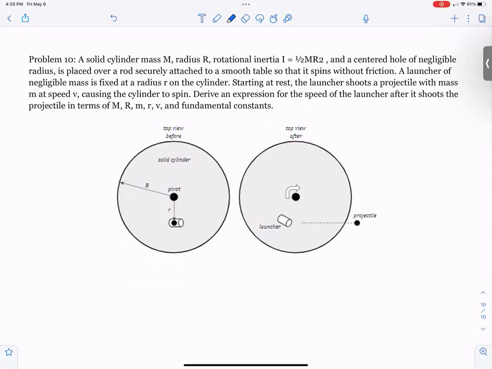So basically what's going to happen is an explosion, really, separation, like the recoil of a bullet in a gun. The projectile is going to fly this way and the cylinder will rotate that way, the opposite way. They will have equal and opposite momenta. Derive an expression for the speed of the launcher after it shoots the projectile in terms of big M, big R, m, little r, and v and fundamental constants.